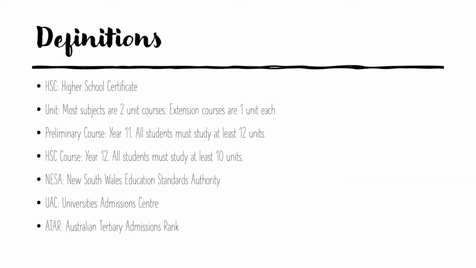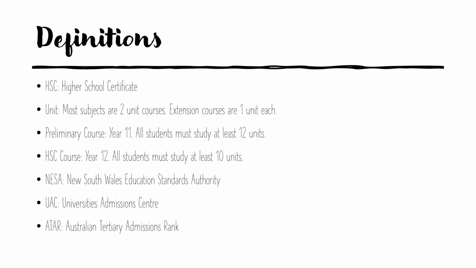Before we get into it, there are a few concepts and acronyms that I'd like to define. So the HSC is the Higher School Certificate. There's a slight difference between unit and subjects. Most subjects or courses are 2 units, but extension courses are 1 unit each. The preliminary course refers to Year 11, and in Year 11 all students must study at least 12 units. The HSC course refers to Year 12, and all students must study at least 10 units, which means that they can drop 2 units in between Year 11 and Year 12.